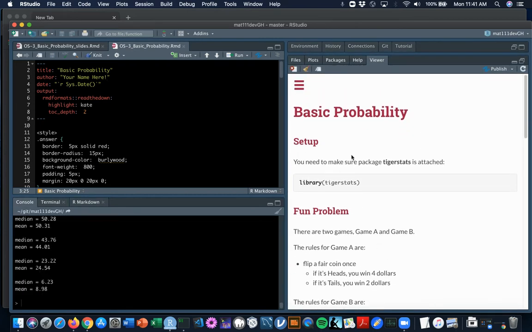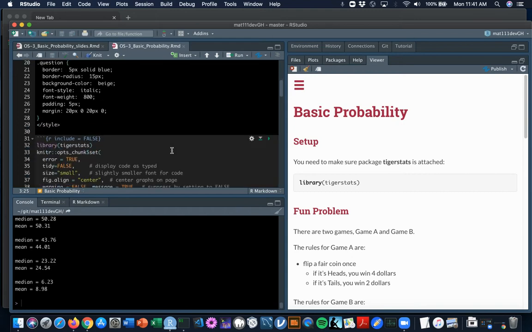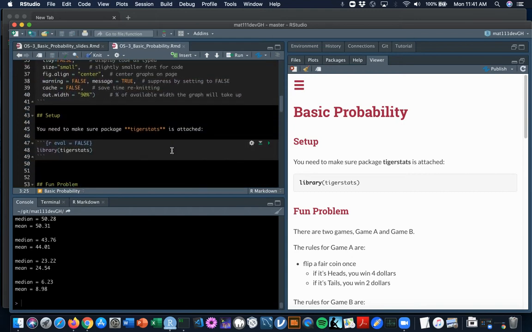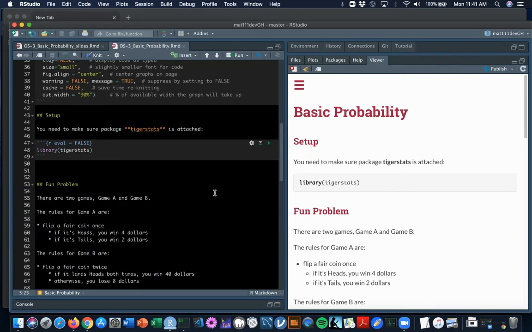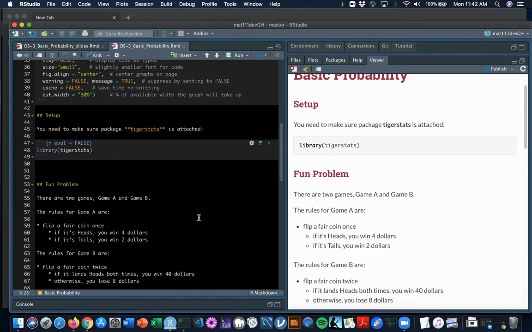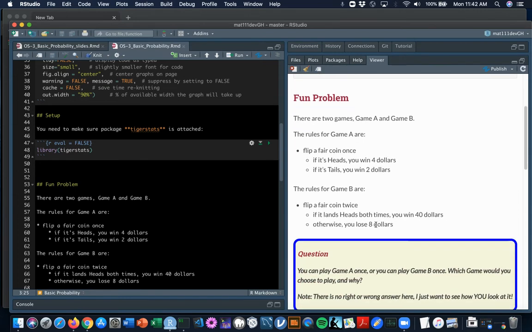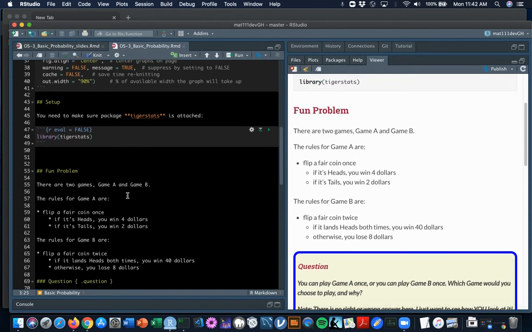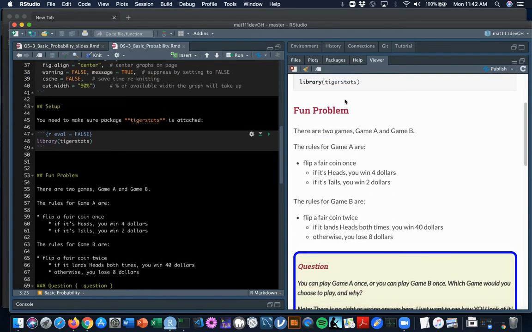And so I see that you need to make sure that package tigerstats is attached. So I'll just look down in the DA itself, and yep, there's the command library(tigerstats), and so I'll click the little arrow running that code chunk. Tigerstats is definitely attached, and now I'm ready to read the directions. That's going to be a little bit easier to read over here in the knitted version than in the RStudio, so over to the knitted version we go.